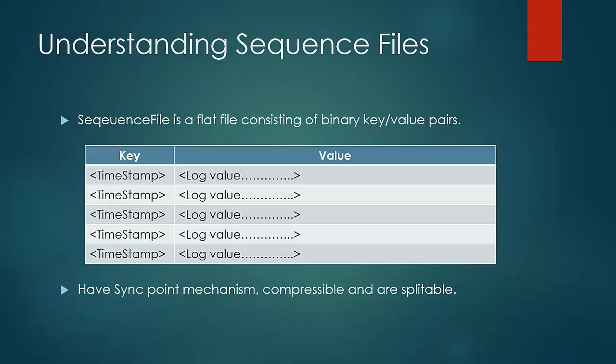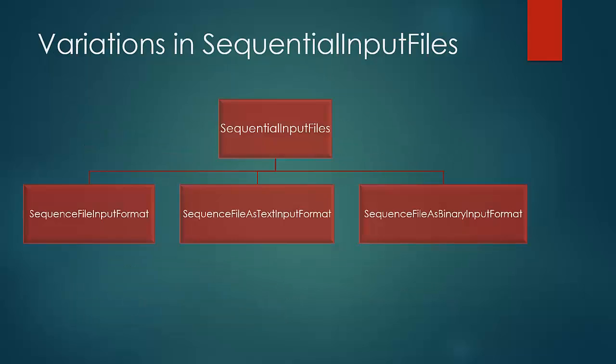Sequence files are mostly used in scenarios where the output of a MapReduce job serves as the input to another MapReduce job. These are good with sorting as well. So the intermediate map results are written in sequence file format to provide ease of sort before the results are fed to the reducer. There are the following 3 format classes to process sequence files.